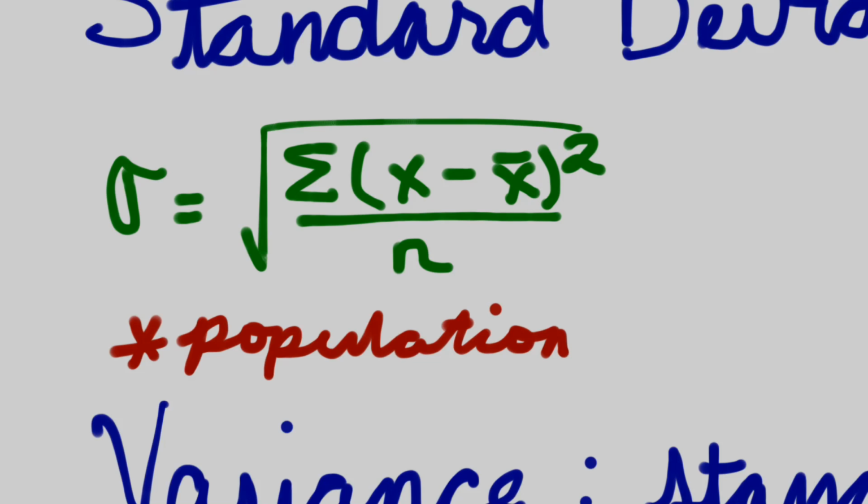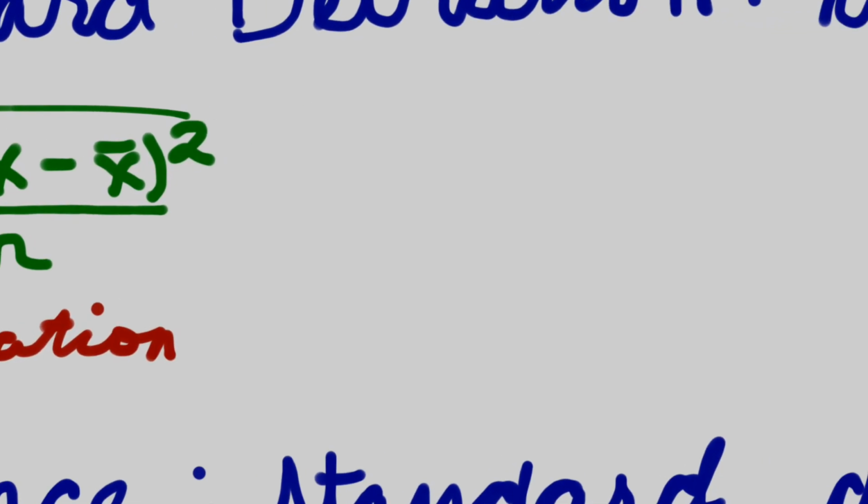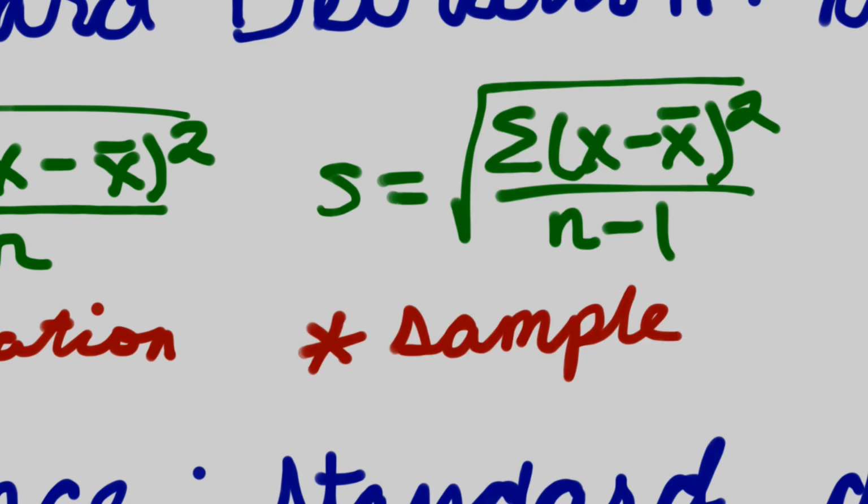More typically, we find the standard deviation of a sample, where the formula is almost exactly the same, except the only difference is we have this n minus 1 on the bottom. So instead of dividing by n, the population size, we divide by n minus 1. So our divisor is a little smaller.